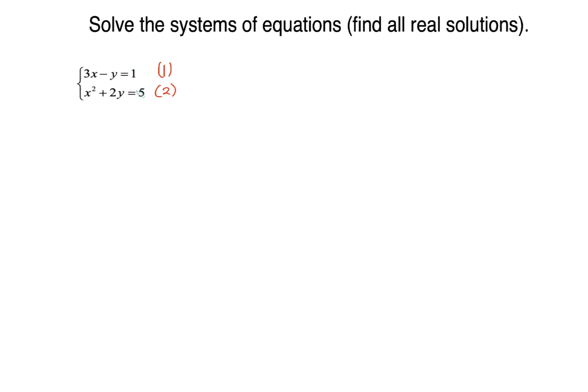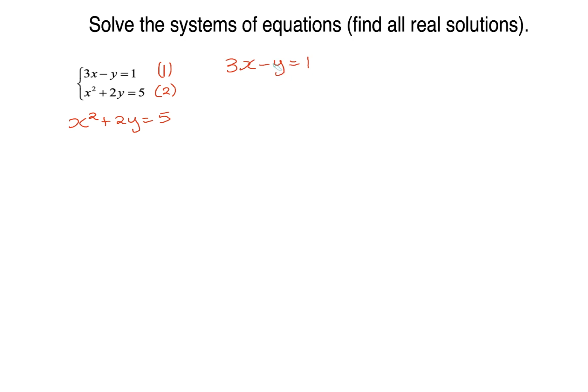Now, because it's a substitution method, I have to decide, will I start with equation 1 or equation 2? Since I have a quadratic and a line, it's best to start with my quadratic. It would be easier. So I'm going to start with x squared plus 2y equals 5. Now notice I have two different variables and I need to rewrite one of these variables in terms of the other. So I'm going to go to my equation number 1, which says 3x minus y equals 1. And I'm going to have to decide which variable will be the better choice.